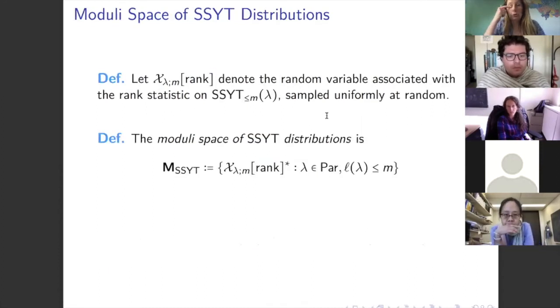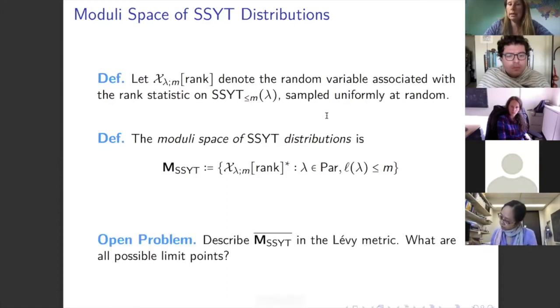Okay, so we have polynomials, so we make random variables out of them. So chi sub lambda, m of rank is the random variable associated to this rank statistic on SSYTs. And we can then, again, write down the moduli space of semi-standard Young distributions by standardizing all of those and sticking them all into one big set together. And we want to impose a topology on it, again, using the Levy metric. And the question is, what is the closure of that set of distributions?